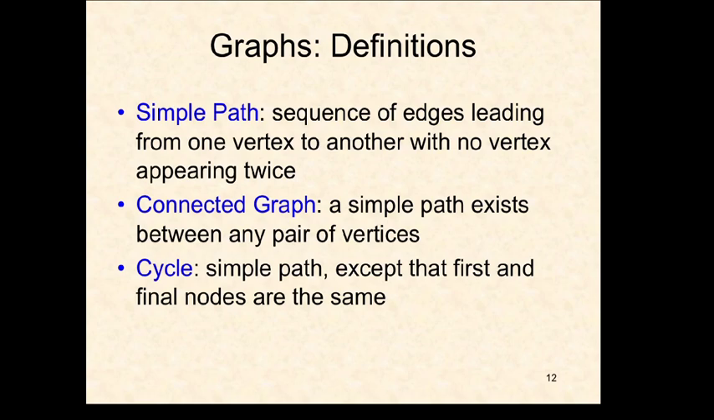Okay, so then a cycle is when we have a simple path, except the first node and the final node are repeated. So a cycle would be going from, say, A to B to C and back to A.